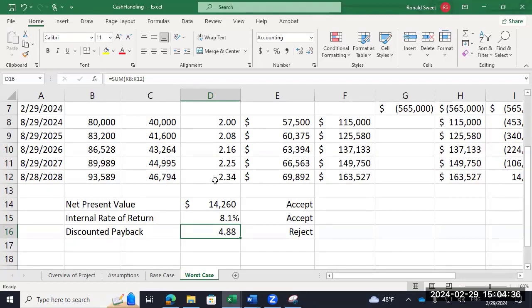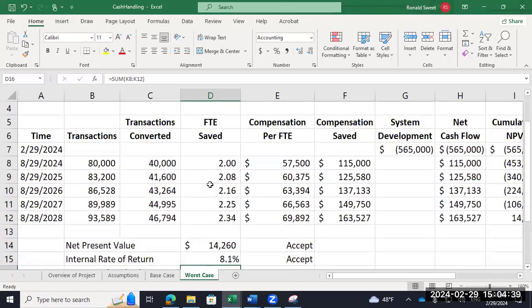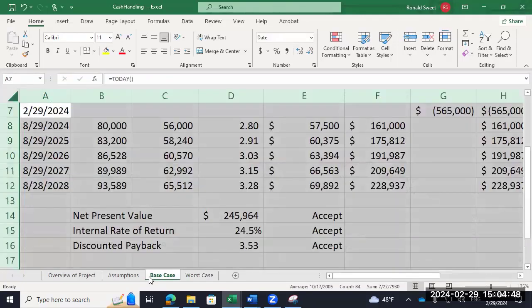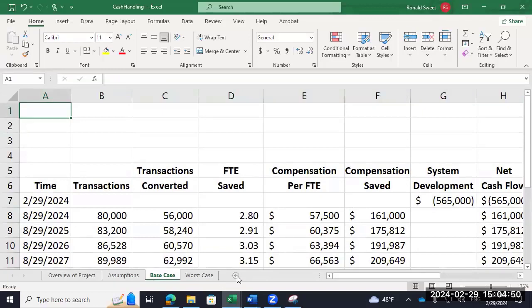That's weird. Mine didn't. I'm going to take out the mid-year convention thing. We don't need that in there. All right, now let's do the best case.